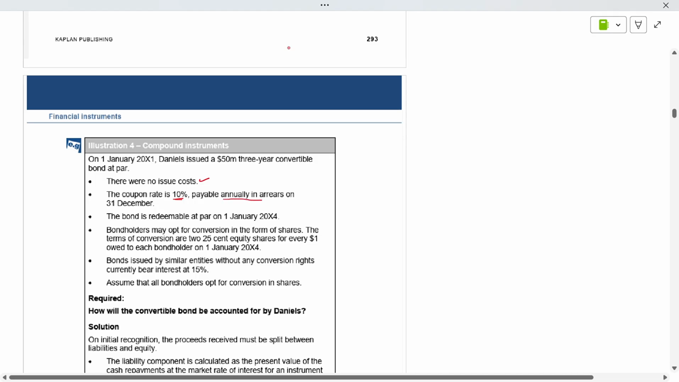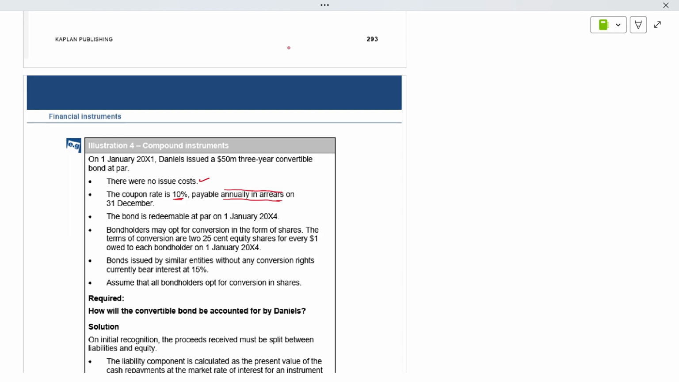Here we have to be very, very cautious. We may get confused because most of the time they will give payable annually in arrears. Sometimes they will give payable in advance, and then the entire calculation will change. Most of the problems we do in arrears; one or two problems we do in advance. That is why we have to make a distinction. That is what I want to say.